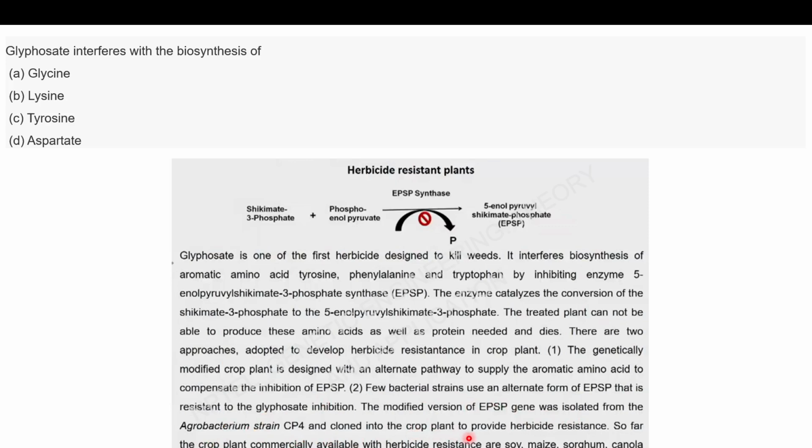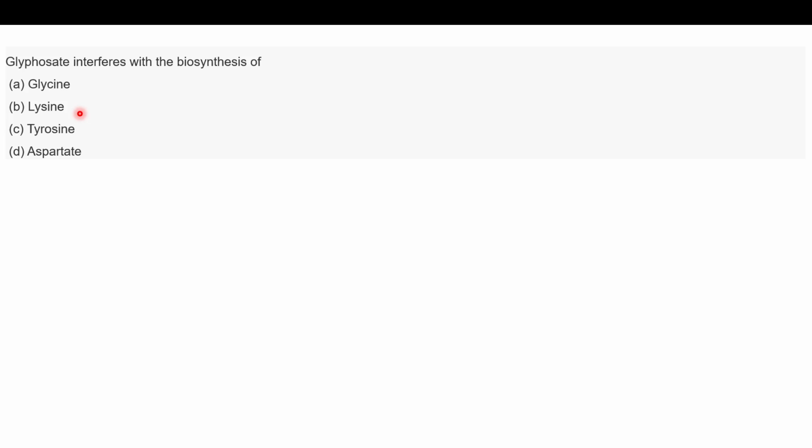to provide herbicide resistance. So far, this herbicide resistant crop plant is available in soy, maize, sorghum, canola, and cotton. So glyphosate interferes with the biosynthesis of aromatic amino acids, which is option C in this case, tyrosine.